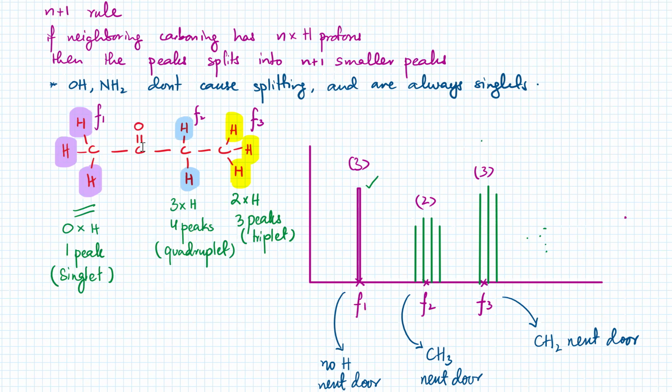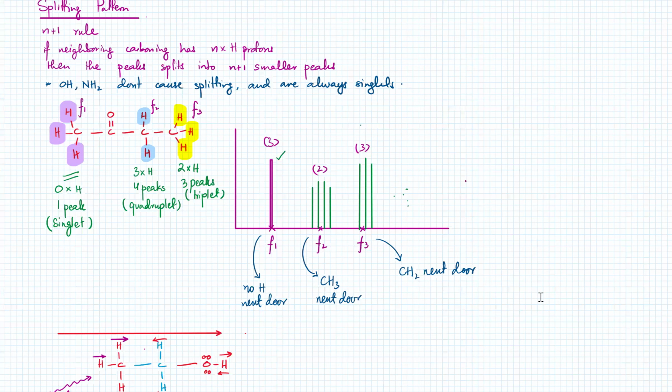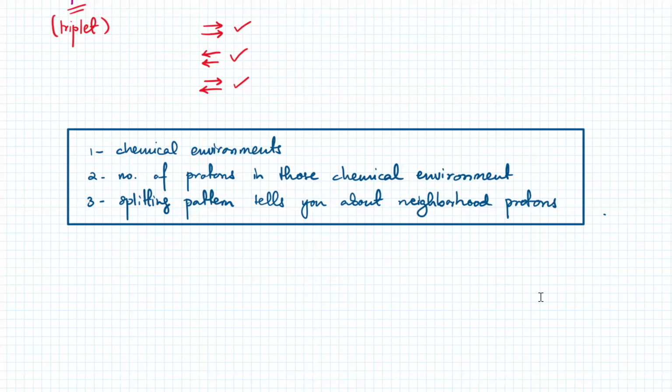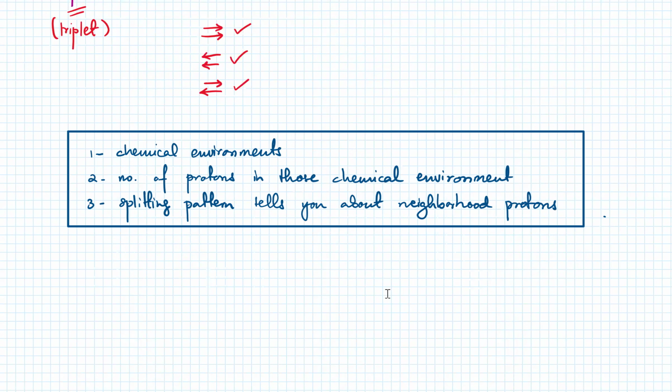And the splitting pattern, the n plus one rule. If the neighbor has zero H's, it's a singlet. If the neighbor has three H's, it's a quadruplet. If the neighbor has two H's, then that's a triplet. So we talked about the splitting pattern, and that is all that is required to figure out what the molecule is going to look like. We'll start doing some questions on this.